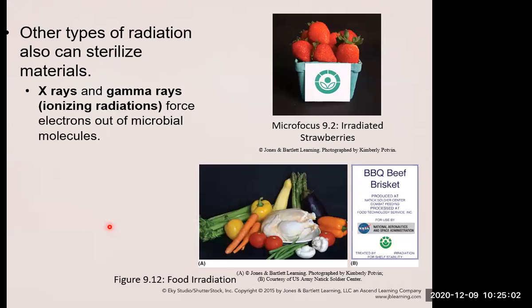So we're going to call X-rays and gamma rays ionizing radiation. They're going to cause ions. Remember, an ion is the gain or loss of an electron. What do we call the gain or loss of a neutron? Right.